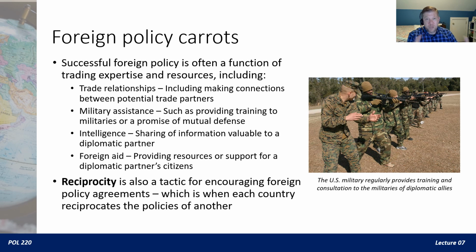So trade, actual trade, for instance, products and services that we need or they need. Military assistance. So particularly in a lot of developing countries where you have leaders that are trying to develop a security force, we do a very good job of sending our troops over to other countries to help them defend their sovereignty, as long as we are a fan of their sovereignty. Intelligence, sharing of information valuable to a diplomatic partner. So there's a heavy amount of intelligence sharing between the U.S. and Israel, as an example.